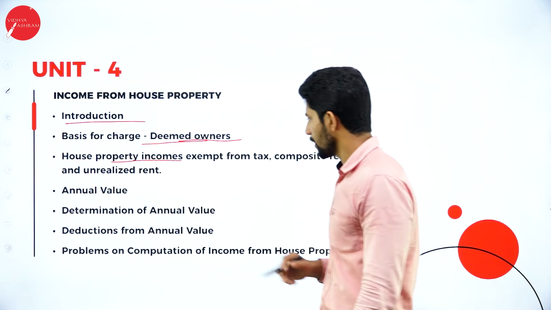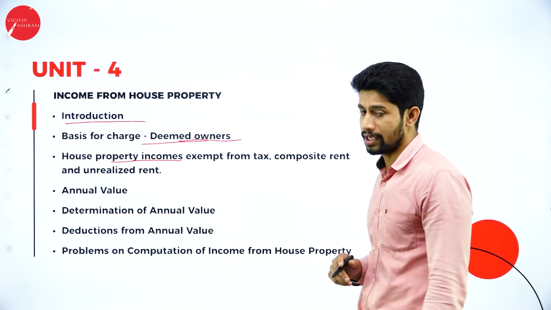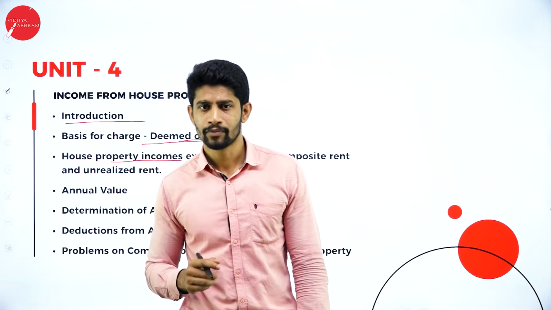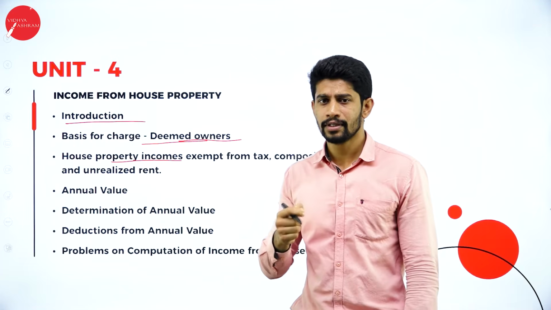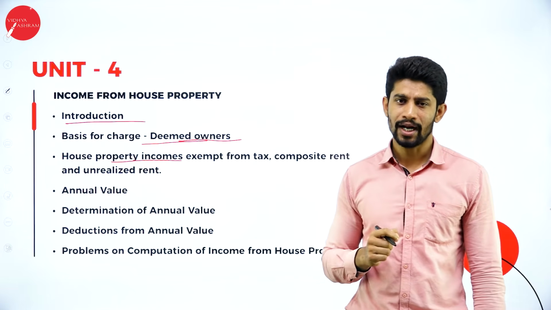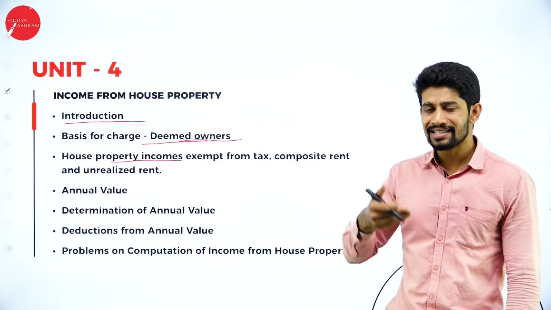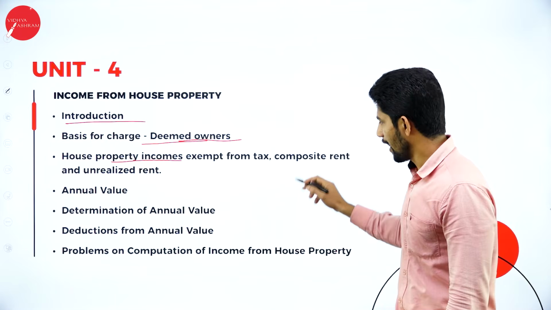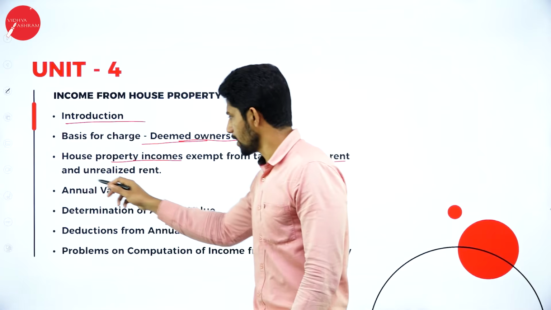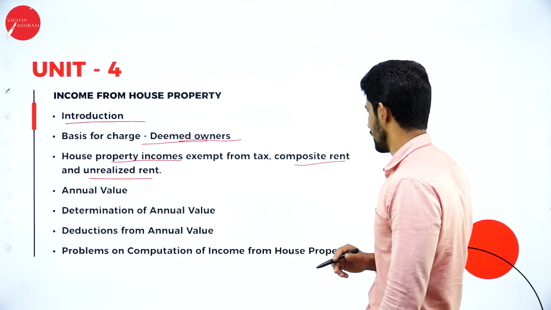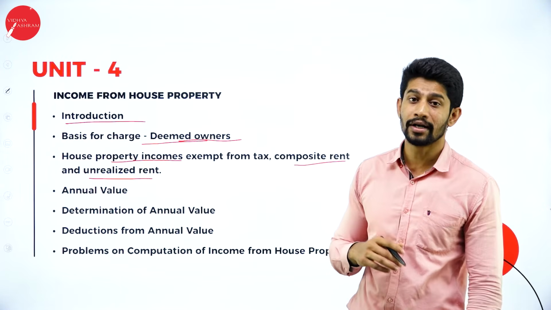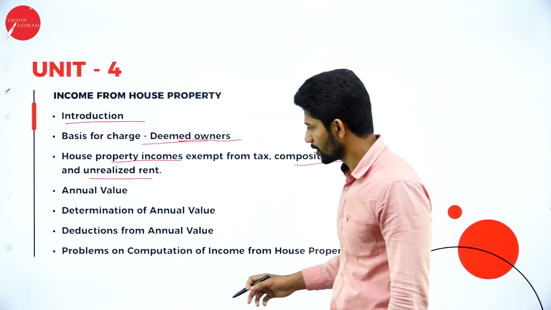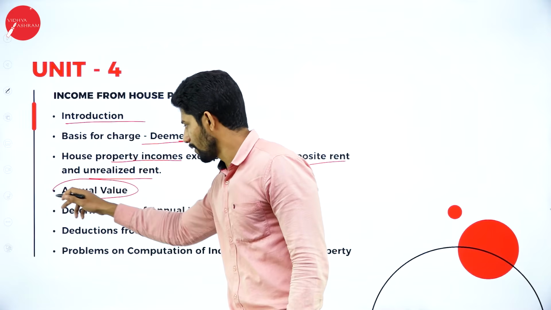And house property income exempt from tax. Yes, you can't impose a tax on all the houses. On what kind of houses the tax is exempted, and which kind of houses can be considered exempted from income tax, that you will be studying. And the composite rent and unrealized rent. What is composite rent and what is unrealized rent, we will be discussing in this particular unit. And what is the meaning of annual value?